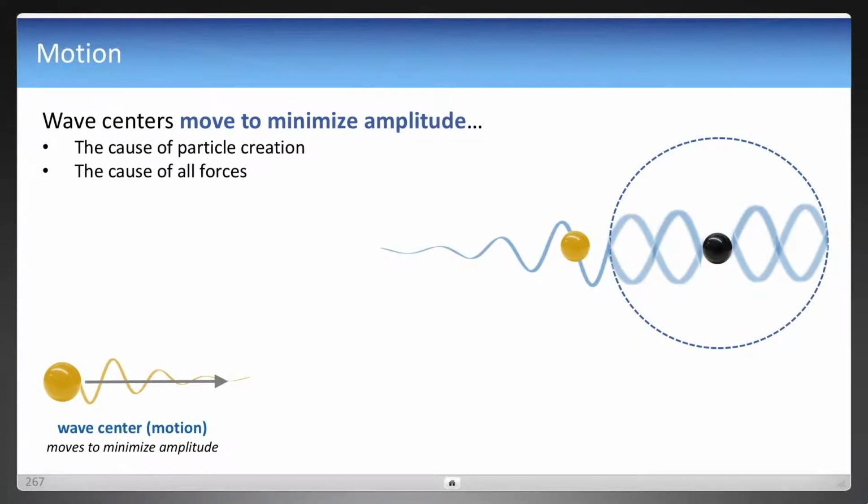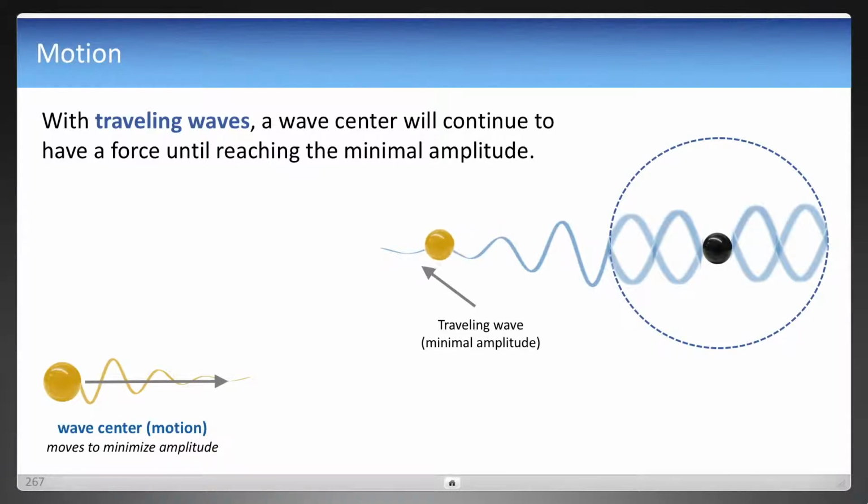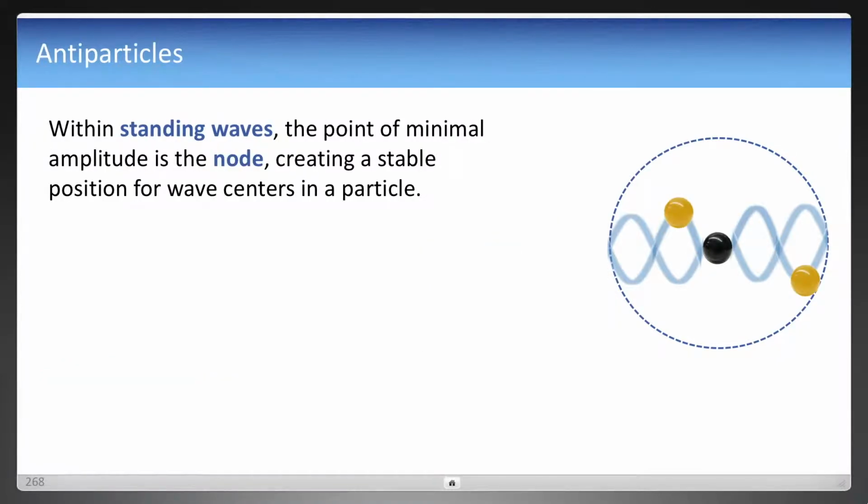Now, all of motion can be simplified to this rule. It's a motion to minimize wave amplitude. It's going to be the cause of all particle creation and forces. And so that wave center there, with the yellowish icon, the symbol here means that it's not minimizing wave amplitude until the point that it does, and it then stops and it's stable.